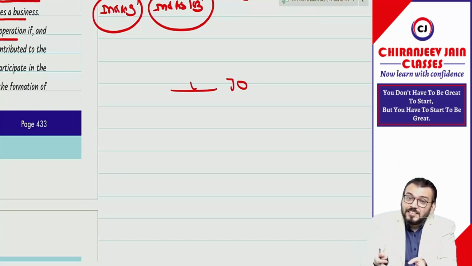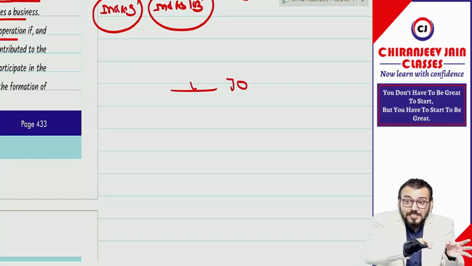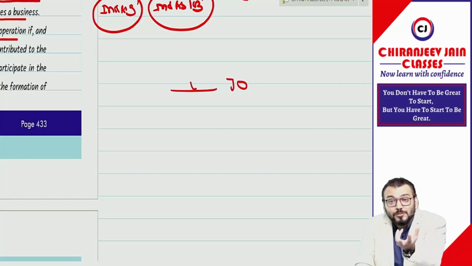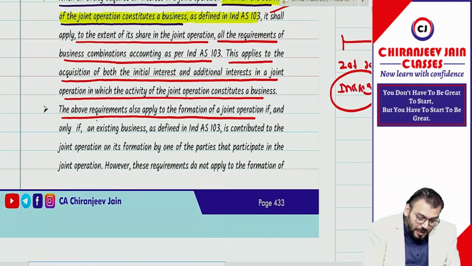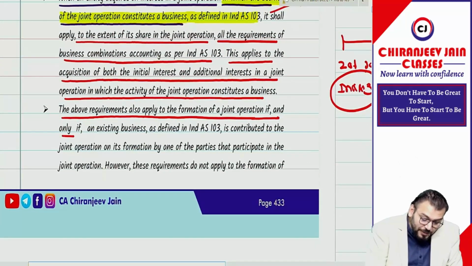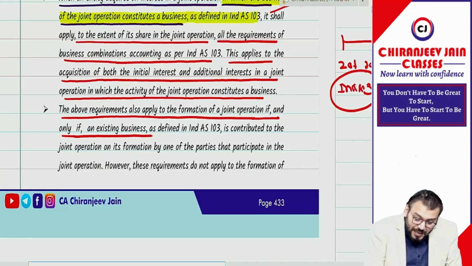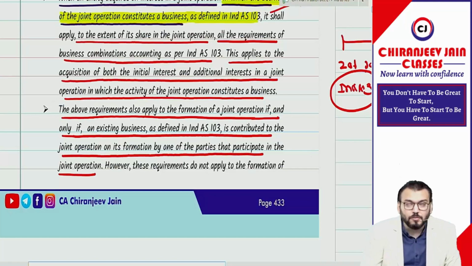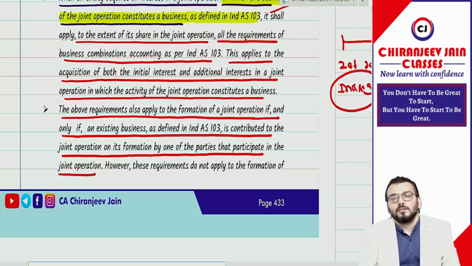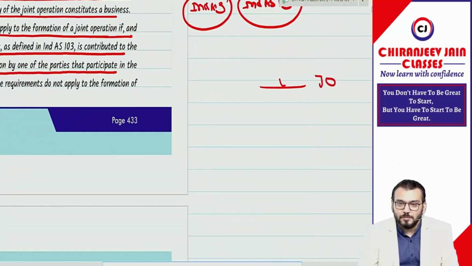Yes, if some business has been transferred to the joint operation. Correct. Now let us read. The above requirement also applies to the formation of a joint operation if and only if an existing business, as defined under Ind AS 103, is contributed to the joint operation on its formation by one of the parties that participate in the joint operation. Have you understood? What have you understood?